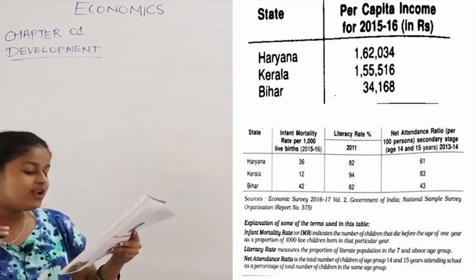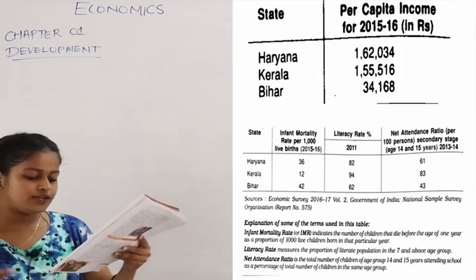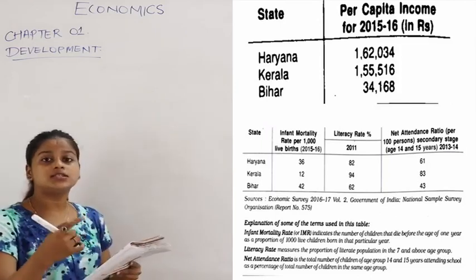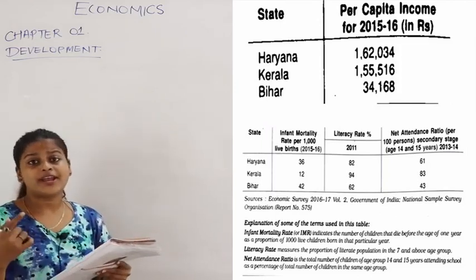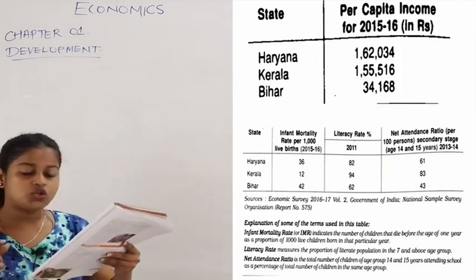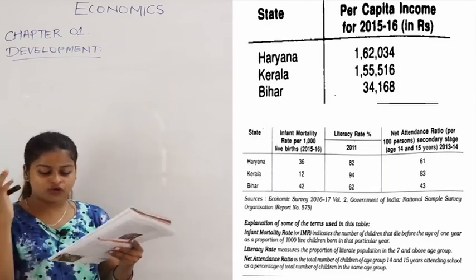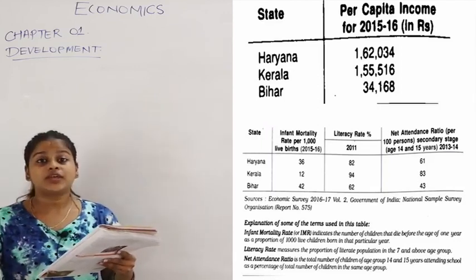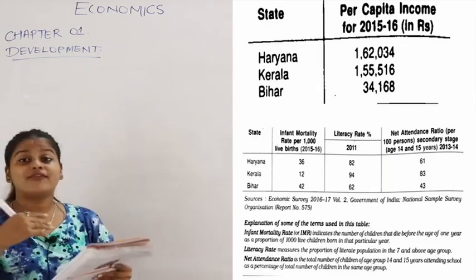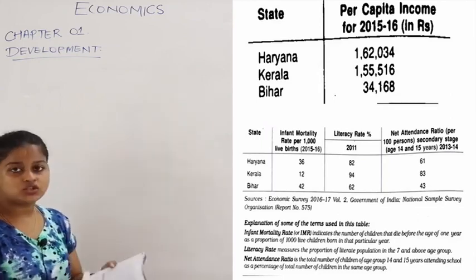Next is the literacy rate. This measures the proportion of the literate population. So this considers how many people are literate, educated. And lastly, the net attendance ratio. It is the total number of children from the age group 14 to 15 years who have completed that level of education, in percent. So this is how these two tables are showing us a comparison.